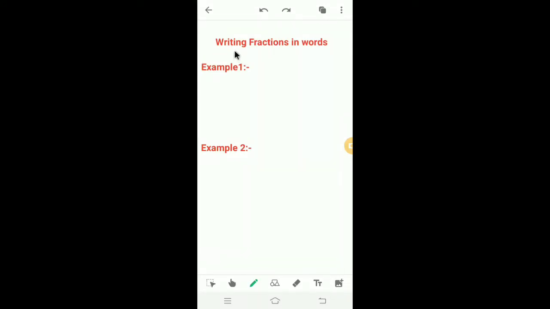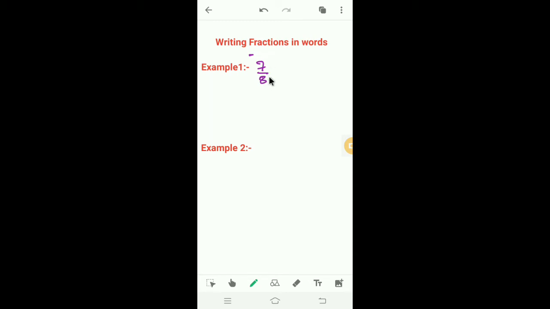Now we will learn how to write fractions in words. The numerator of a fraction is simply written in words, while the denominator is written in the ordinal plural form, except in cases where the denominator is 2. The numerator and denominator are separated by a hyphen. For example, 7/8. How can we write 7/8 in words?